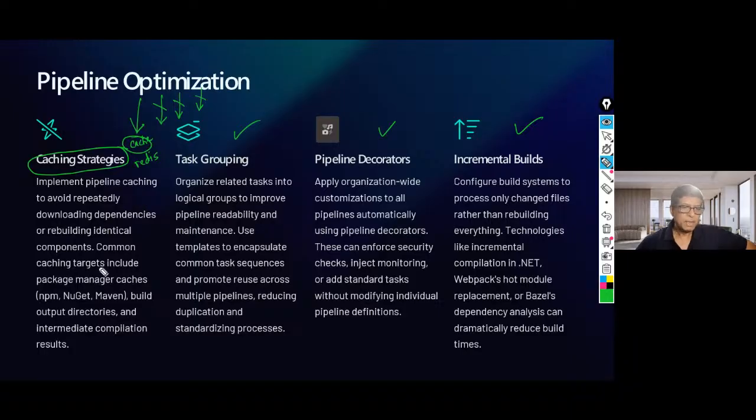Common caching targets include package manager caches like npm, NuGet, Maven. Whenever you are using the Maven build, it will look into the cache, and it does not need to download every time the libraries that it needs to build. If it is already cached properly, it will just pick it up from the memory, the live memory. It will be very fast. The build will be fast. That is what is needed.